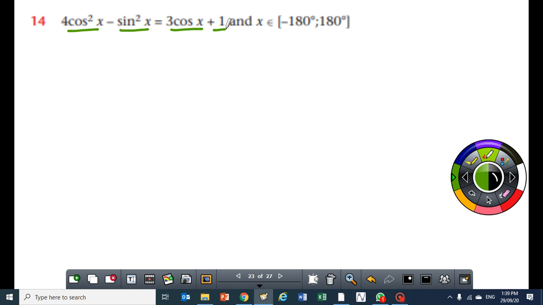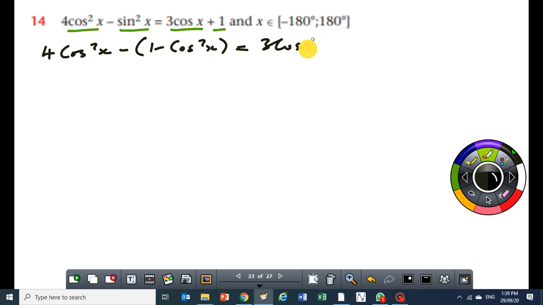So your first step would be to use one of the two fundamental identities. So it would be 4 cos squared x minus open bracket 1 minus cos squared x. You get 1 mark for knowing that sine squared x equals 1 minus cos squared x. This is equal to 3 cos x plus 1.